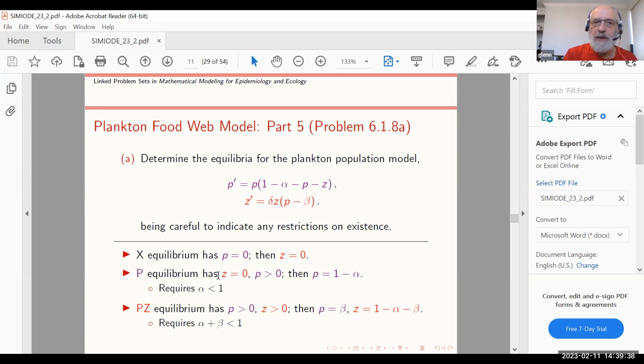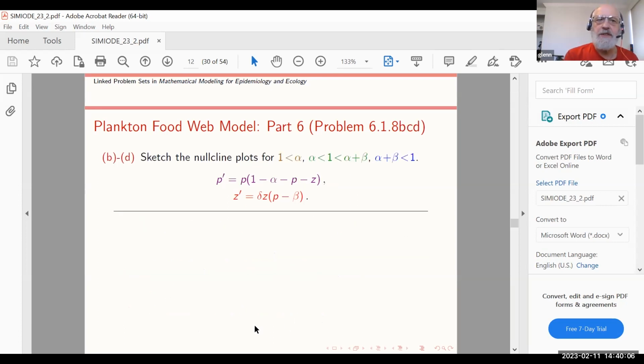A P equilibrium would require Z equal to 0 and P positive, and if you track that through, you get a result for P and a restriction on the value of alpha. And similarly, the PZ equilibrium has both of the quantities positive, and if you track that through, then you solve this linear system of equations and you get the values for P and Z, and that shows that this only works if alpha plus beta is less than 1.